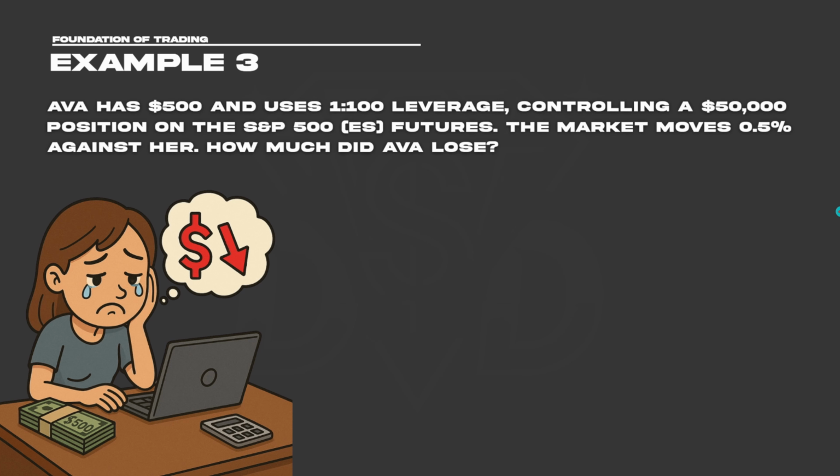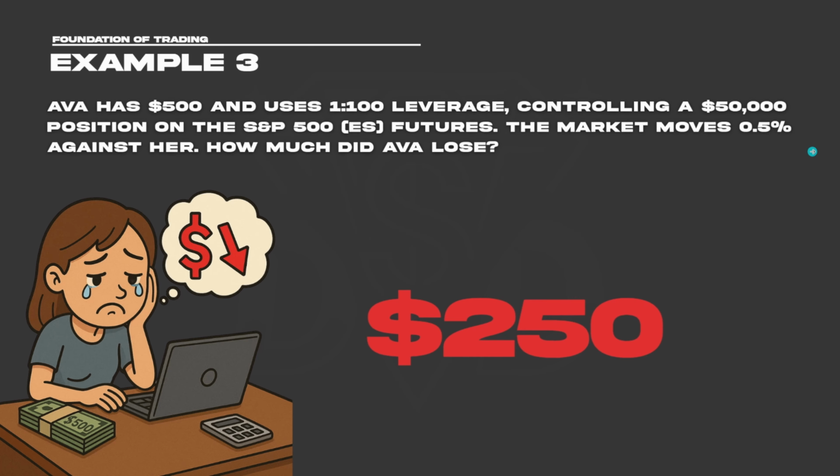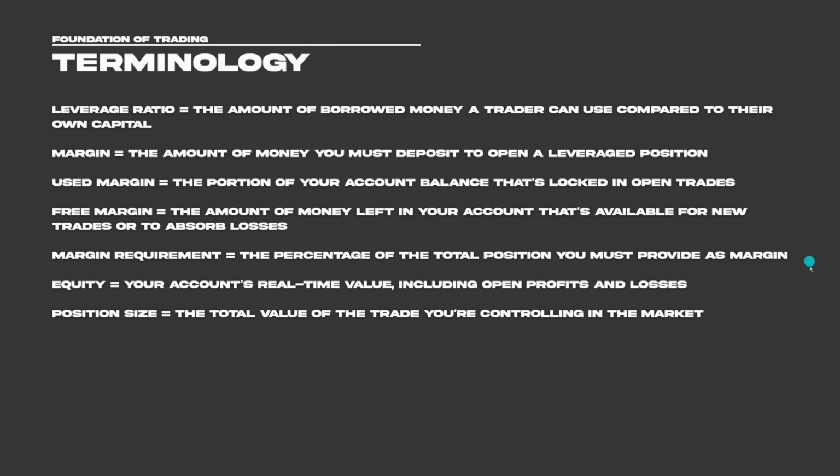So here we have Ava with $500 and she uses 1 to 100 leverage, so pretty much high leverage, to control a $50,000 position on S&P 500 futures. The market moves 0.5% against her. How much did she lose? $250. I'm so sorry, but yeah, that's pretty much leverage.